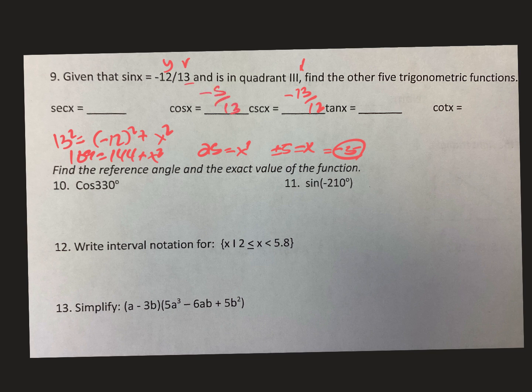Same denominator, which means the secant is the reciprocal of that. Tangent is y over x. My y is negative 12, my x is negative 5, so if I do negative 12 over negative 5, I get positive 12 fifths, which means cotangent is 5 twelfths. That's a pretty good one right there.